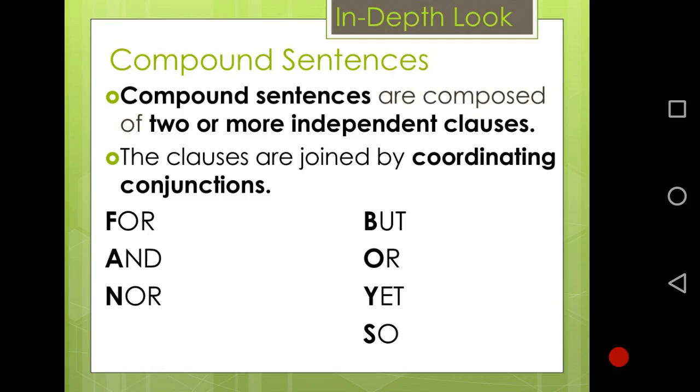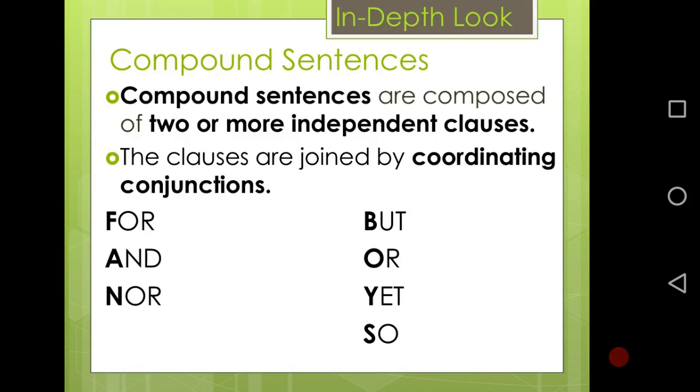Nor talks about two negative forms or two negative ideas. But talks about the opposite. Or talks about the choice or the alternative. Yet talks about the opposite as well, but it is an unexpected opposite. And so talks about the result.